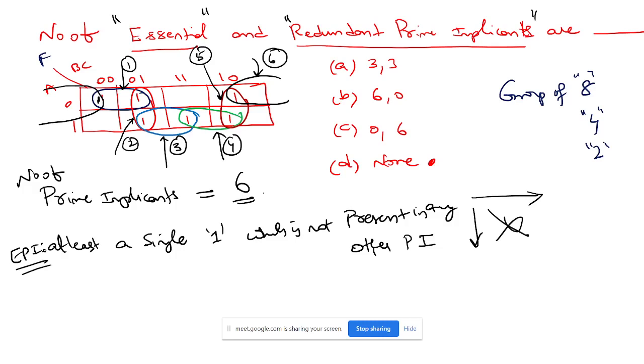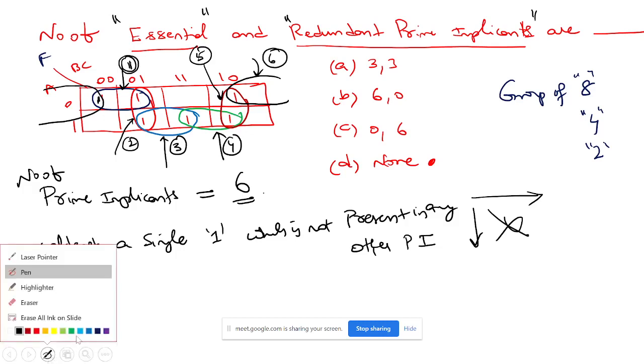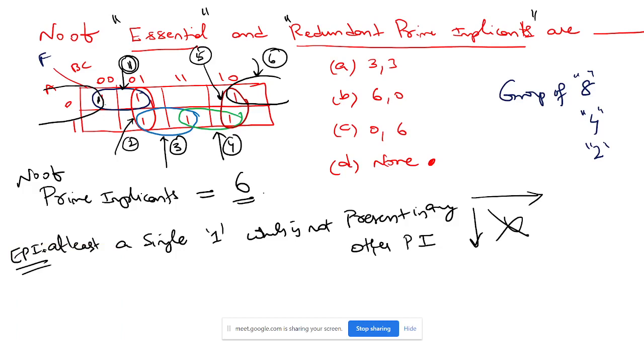Now you have 1, 2, 3, 4, 5, 6. Tell me anything has at least a single one. Now you look at this one, the first prime implicant. Let me change the color. This is present in two implicants, two PIs, 1 and 6. This is present in 1 and 2, right? So 1 is what? RPI. I am writing RPIs here.